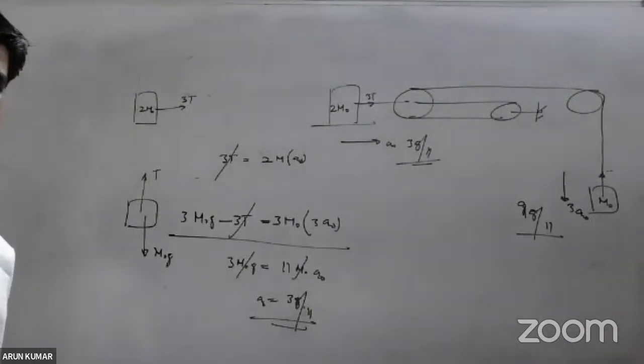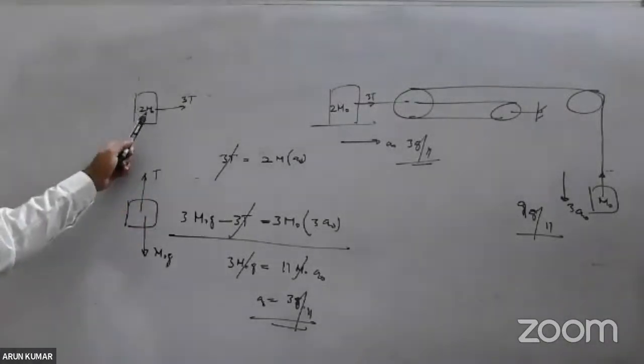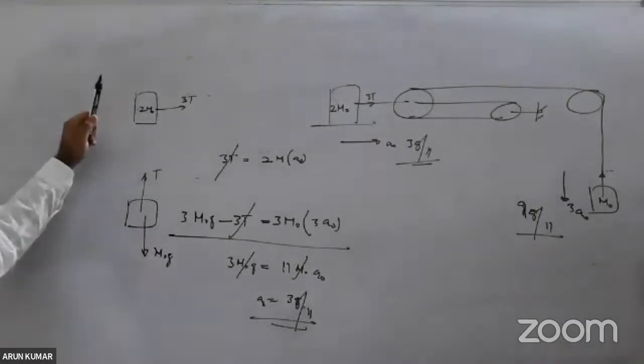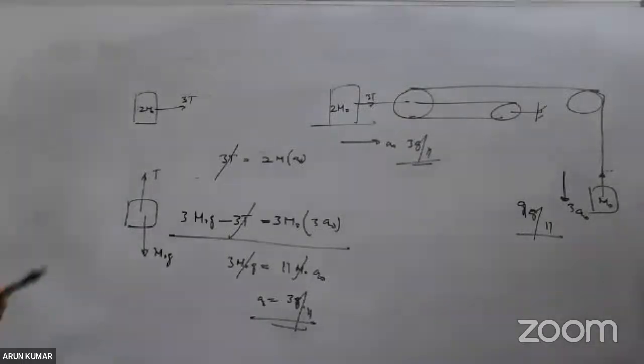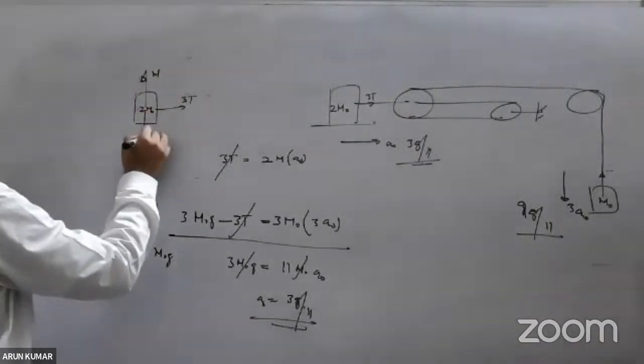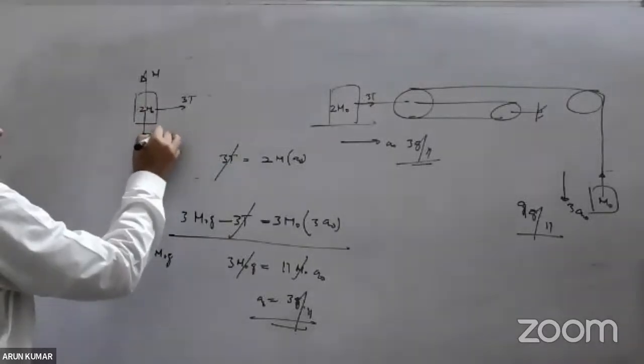Is it clear, students? Achha, on this there will be a normal reaction, right? Why am I not considering normal reaction at all? I'm not talking about normal reaction at all. Why? And I'm not talking about mg here. You'll have normal reaction like this. You'll have 2mg like this. But I'm not considering these two forces. Why?